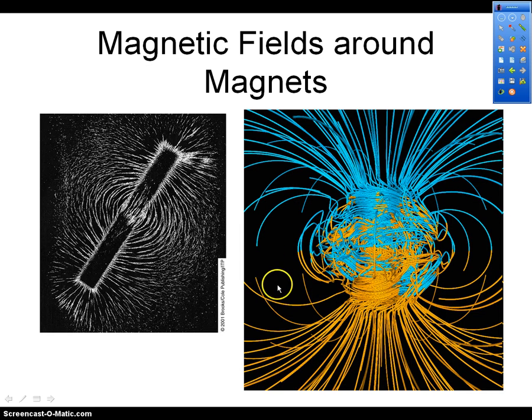So magnets have fields around them the same way electric charges have fields around them. And so the magnetic field looks very similar to the electric field. Here's the magnetic field for a bar magnet with a north and a south end, and you can see it's going from the north to the south, stretching in that direction.